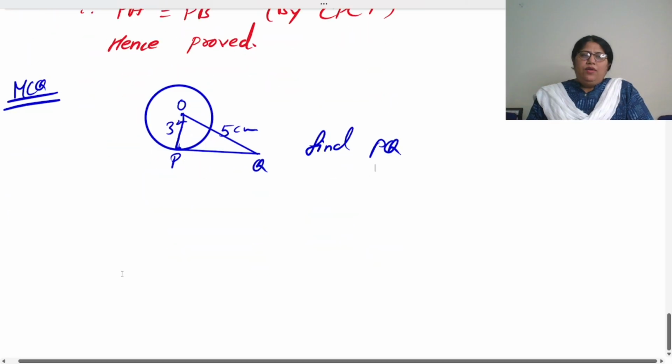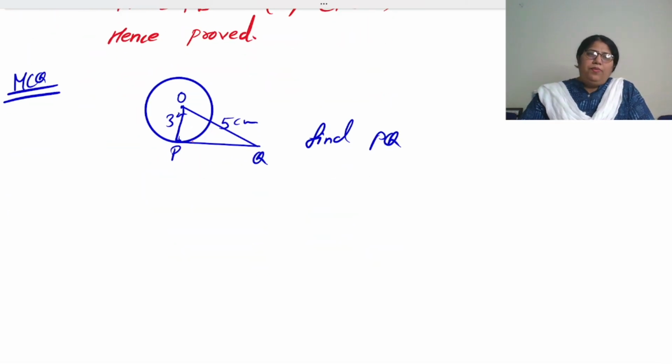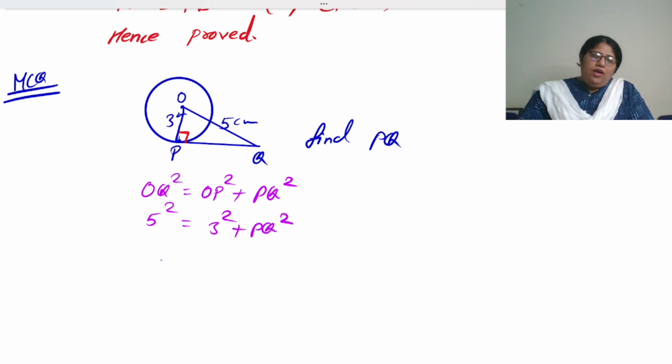Now the first theorem you have to remember: the tangent is always perpendicular to the radius. So you must know that OP is perpendicular to this tangent. The moment you get a right triangle, you can use the Pythagoras theorem. So OQ square equals OP square plus PQ square. So 5 square equals 3 square plus PQ square. Using Pythagoras theorem, we can find the length of the tangent. PQ square is 16, square root of 16, and the PQ length is going to be 4 centimeter.